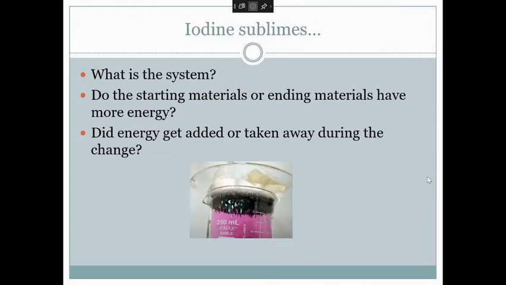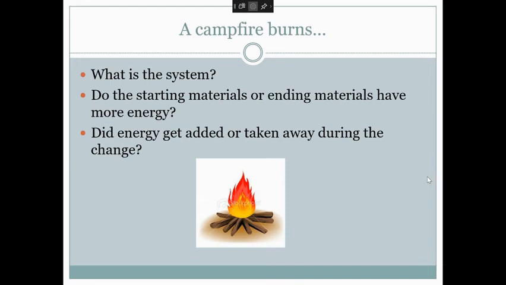Iodine sublimes. Does anybody remember what sublimes means? When something sublimes, it's changed straight from a solid to a gas. You think that's endothermic or exothermic? So we start off with a solid, and we sublime it, we end up with a gas. So when it comes to solids and gases, gases always have more energy because their particles are farther apart and they're moving faster. So this would be an endothermic process.